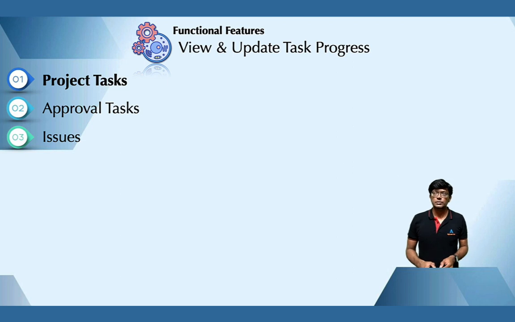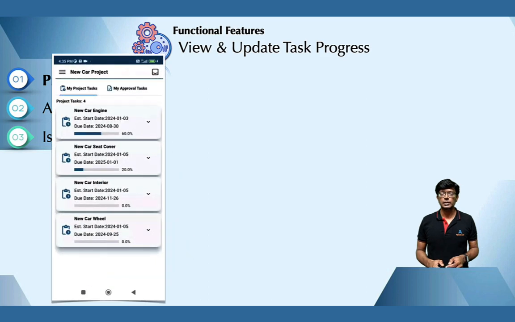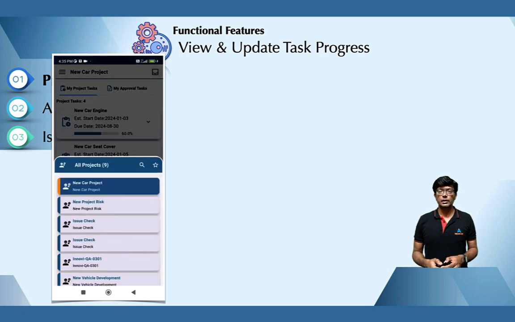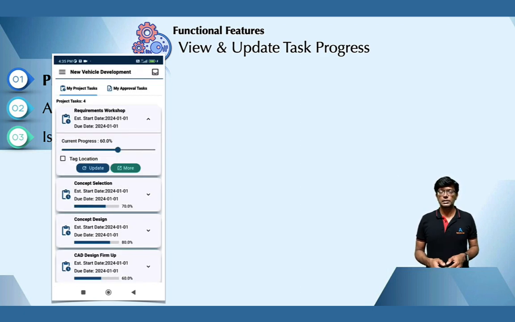In the project tasks, we have view and update task progress. The first thing is you should be able to view your project tasks and then update their progress from the mobile. That is the main feature. First I will show you how you actually see the tasks. It's very simple. In the home screen itself, you see the project tasks, and you can filter them by project. Once you see the project tasks, you can see their progress, and you will be able to update.